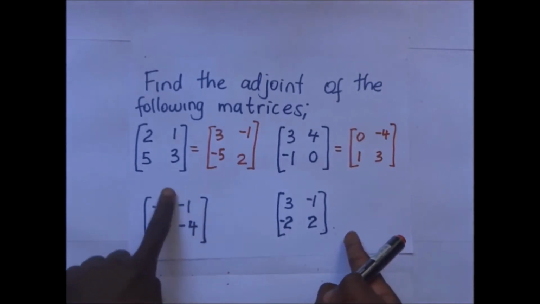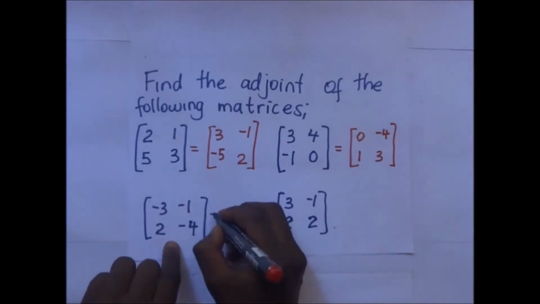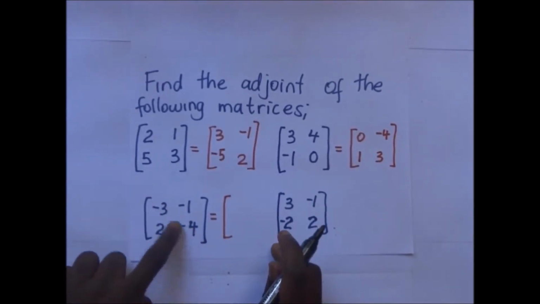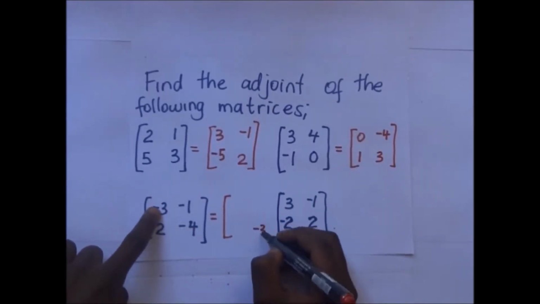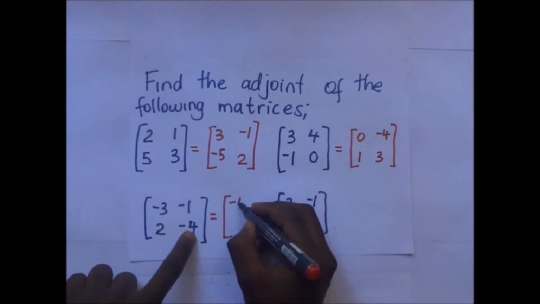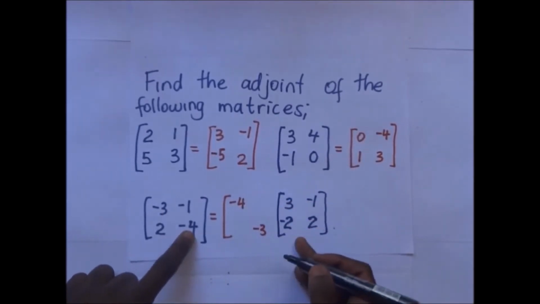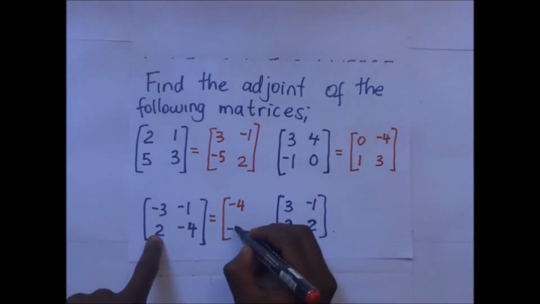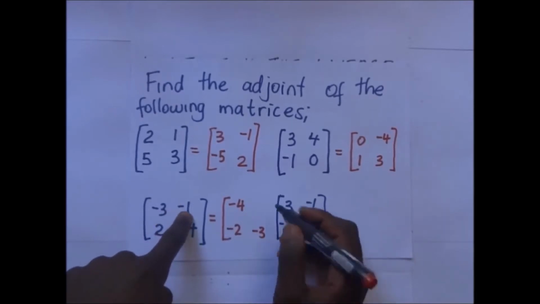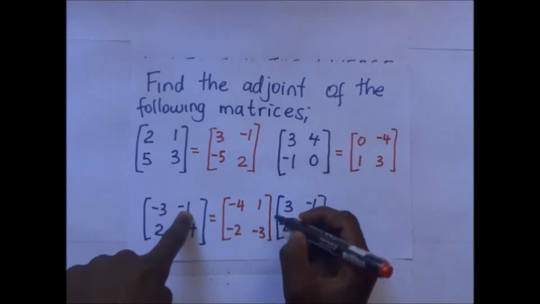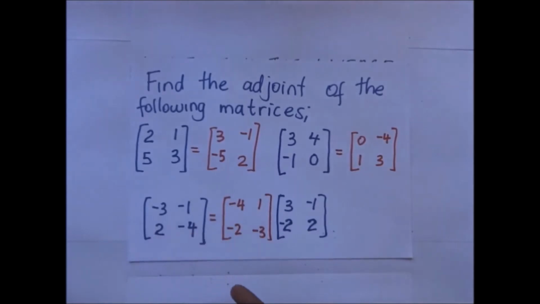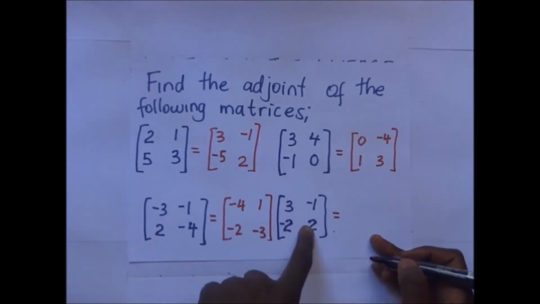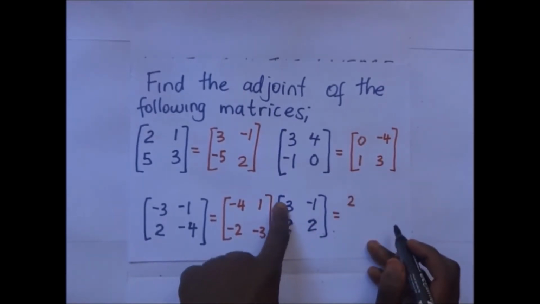Let's calculate the adjoint of this matrix. These interchange their positions. So we have -3 down here, and we have -4 up here, like that. Then in this minor diagonal, we have 2 times -1 gives us -2, and then -1 times -1 gives us +1. This is the adjoint of that matrix. Then finally, to find this, we interchange these ones, so the 2 comes here, and the 3 goes down here.